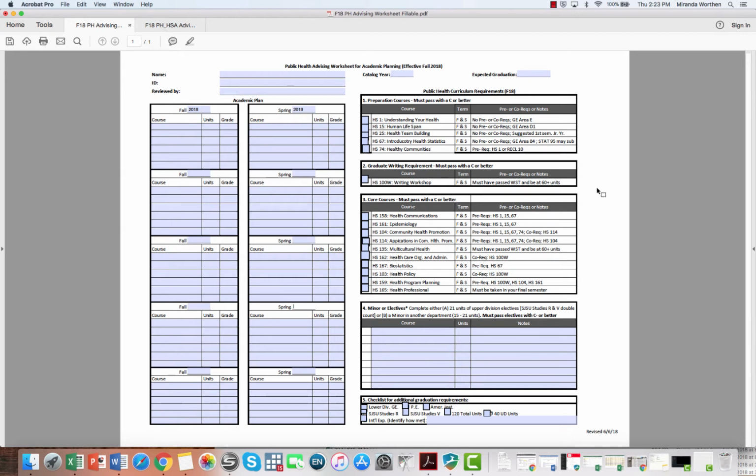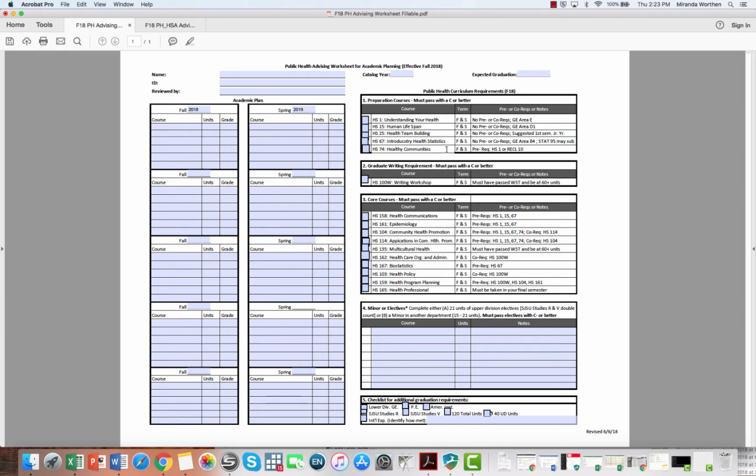The degree has a lot of flexibility. It's not scaffolded, so you can take things in several different orders. So even if you put it in your plan year for the semester that you're planning, you can switch it around. The first thing to do is to look at the prep courses.